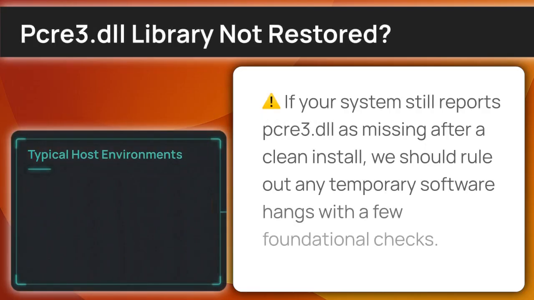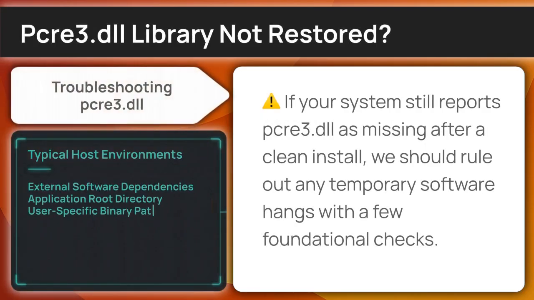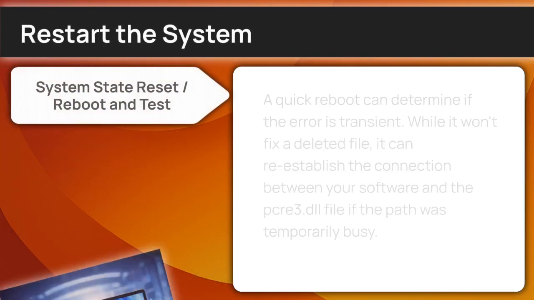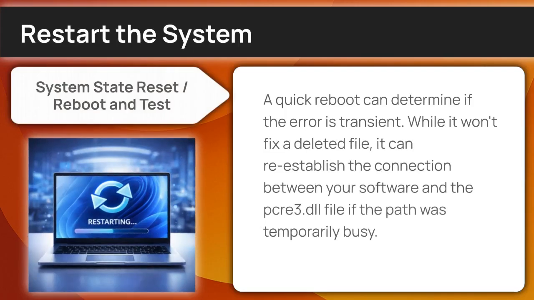When a standard software refresh isn't enough, we need to bypass the automated installers and look at manual system state resets. A simple restart can resolve file-in-use errors that mimic a missing PCRE3 library message. It's a low-effort step that ensures your operating system starts with a clean execution stack.